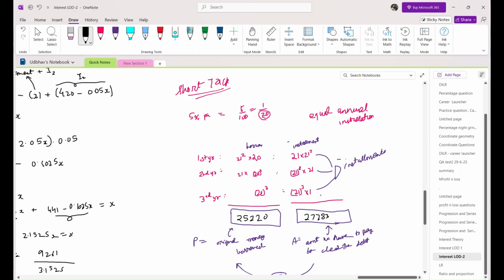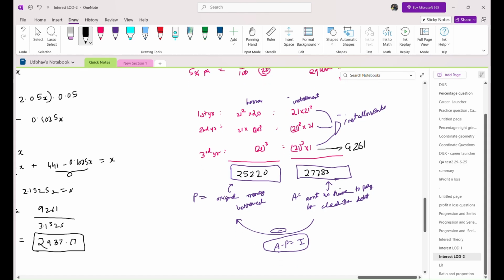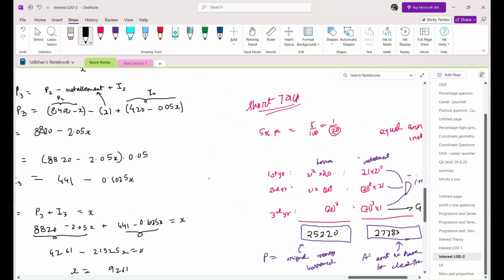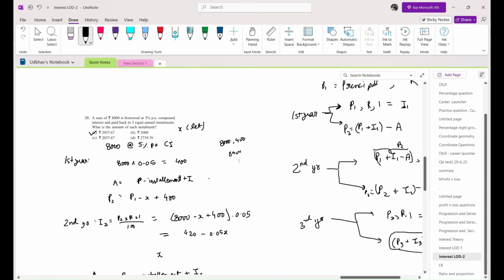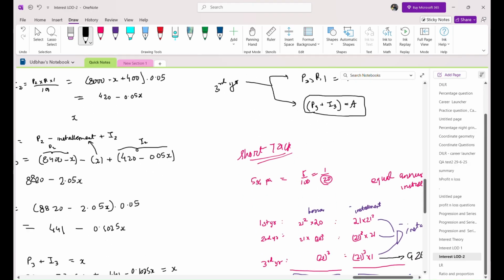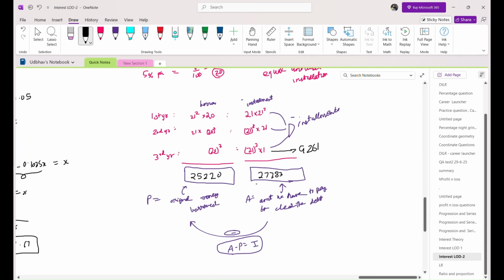Okay, so now to solve our question, we can also find what this individual quantity is. This individual quantity is 9261. We can also find the interest. We can just subtract this, and we'll get the total interest. What do we have to find in the given question? Now let's see. We are given that a sum of 8000 is borrowed, and we have to find each installment. So this is the information given in our question. So how will we proceed?